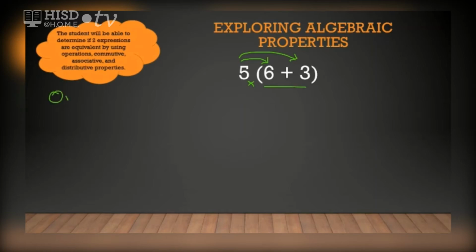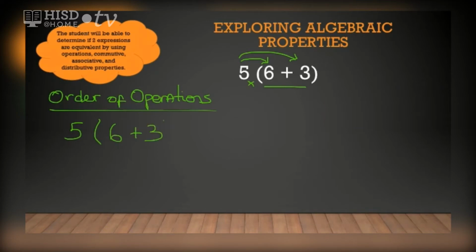I'm going to start with order of operations right here. And I'm going to evaluate the expression 6 plus 3 first. That's going to be equal to 9, and then I'm going to multiply times 5, which is going to be equal to 45. So let's see now using the distributive property of multiplication over addition.